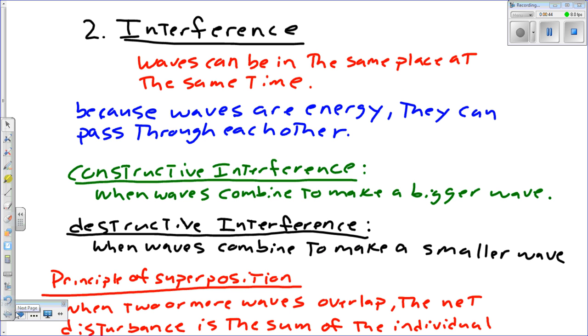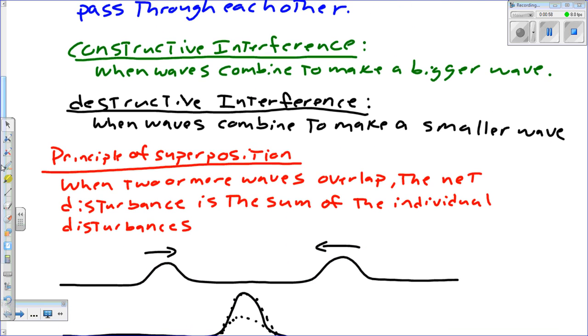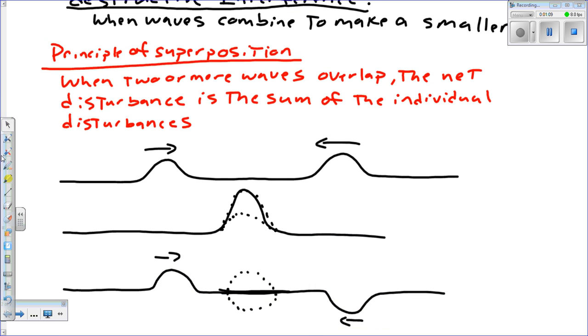Interference. Waves can be in the same place at the same time. Basically, because waves are energy, they can pass through each other. They don't have the same restrictions that matter does. So there are 2 types of interference. There is constructive interference. That's when waves combine to make a bigger wave, and destructive interference when waves combine to make a smaller wave.